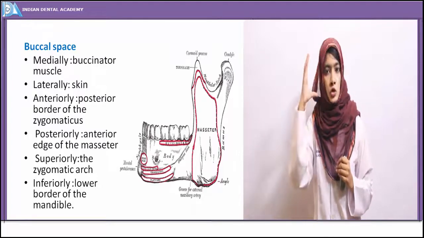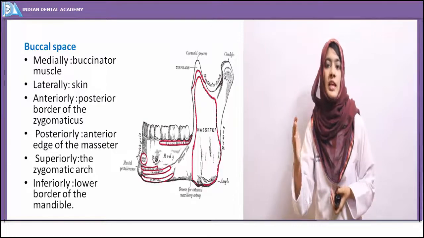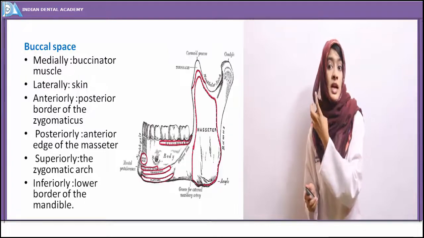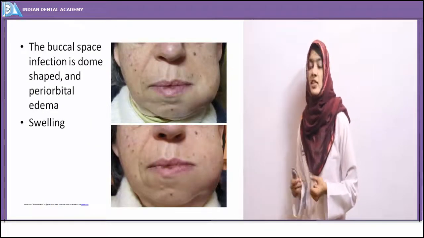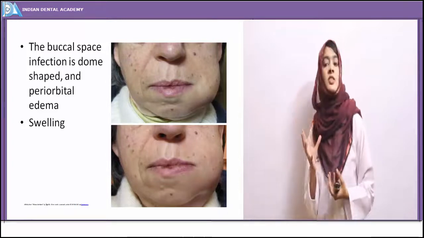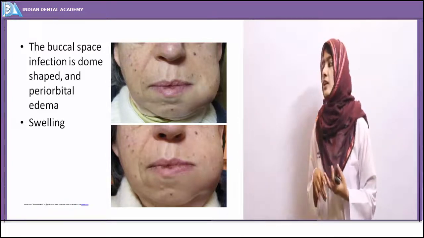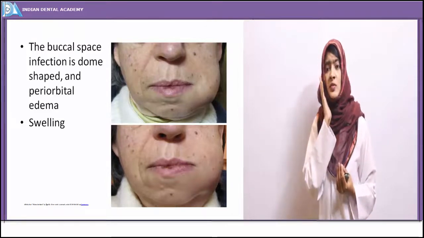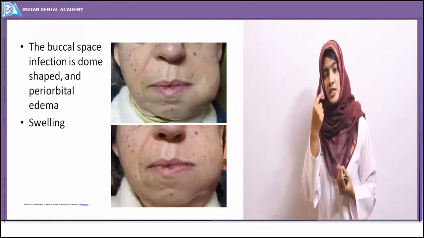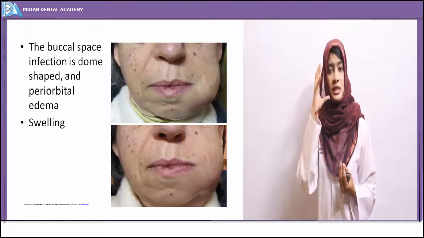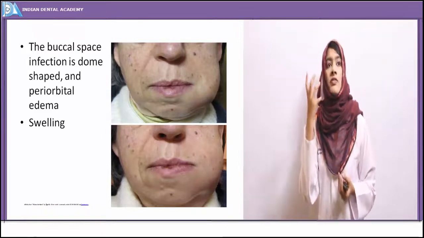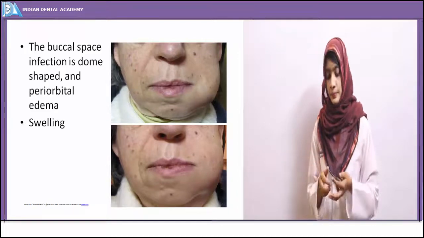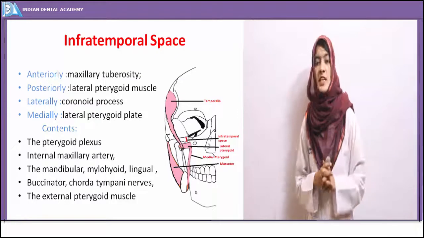That particular region shows swelling, along with pain, and the swelling extends from the zygomatic arch to the lower border of the mandible. So here you can see the buccal space infection. The characteristic appearance of the facial swelling and inflammation in the buccal space is a dome shaped swelling. Along with the swelling of the involved face, the pus tends to involve the eye. So there is characteristic periorbital edema, a shiny appearance, and discharge of pus from the facial surface. Now we'll see the infratemporal space infection.